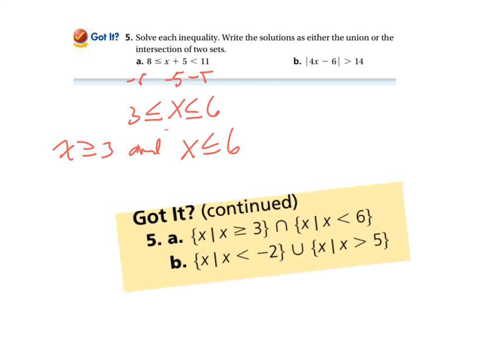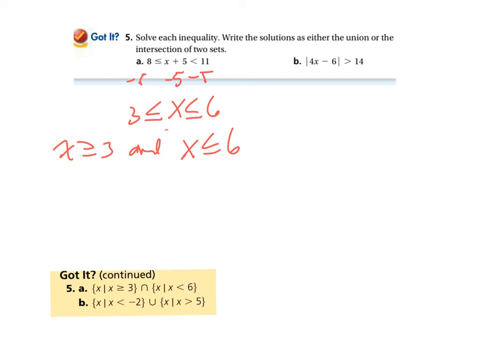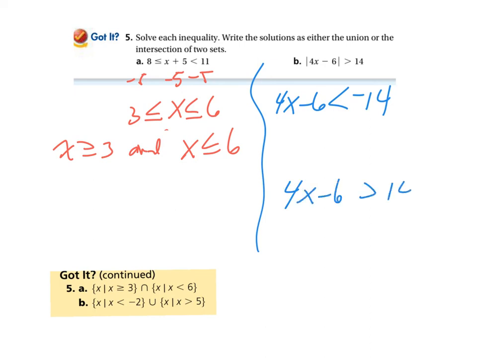Let's take a look and solve B on that one. Since this is an OR, right, it's a greater than, so it's an or, it's going to be a union, another way to think about it. We had to write two problems. 4x minus 6 is less than negative 14, and we also write 4x minus 6 is greater than positive 14. So we've done this before, this is not new to you. So add your 6, right? And so we get 4x is less than negative 8. Divide off the 4, and x is less than negative 2.